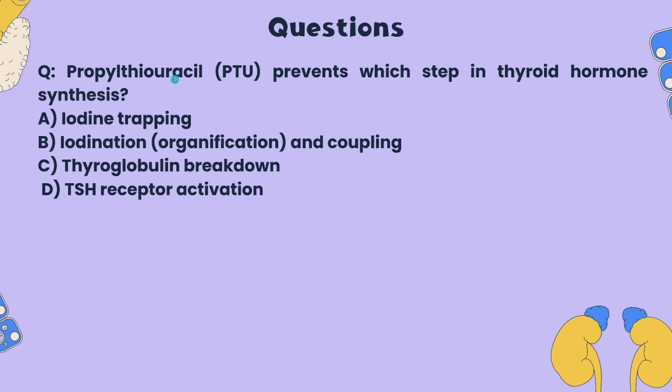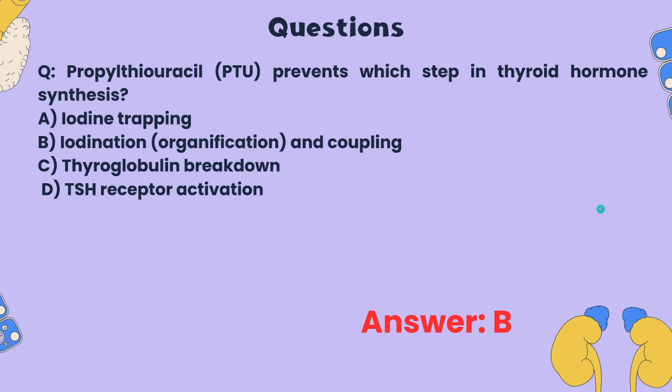Now, PTU prevents which step in thyroid hormone synthesis? The answer is B, iodination and coupling, or organification. We mentioned that PTU inhibits peroxidase, and this option mentions the function of peroxidase. You have to know what PTU inhibits, and since it inhibits peroxidase, what does peroxidase do? It doesn't activate the receptor. It doesn't break down thyroglobulin, that's protease. It doesn't cause iodine trapping. That is done by perchlorate, nitrate, and the others.